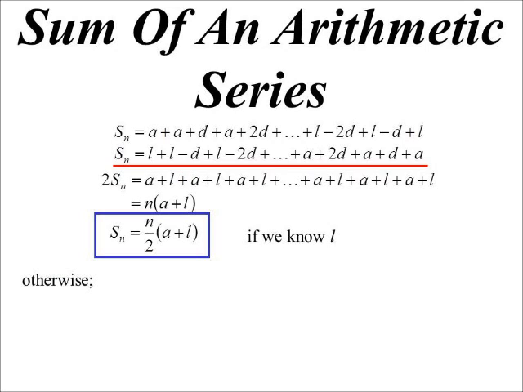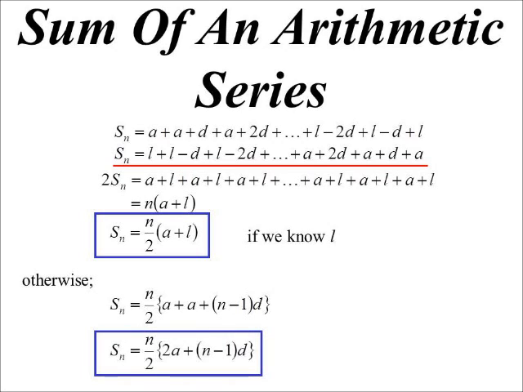Well, if we don't know the last term, what we do is substitute in the general term for the last term. And the general term, remember, was A plus N minus 1 D. Tidying up there, because now I've got two A's, and that's where the other formula comes from that you might have seen before. There's still the N on 2 out the front, but then it's 2A plus N minus 1 D. So if I don't know what the last term is, I'll use that formula.